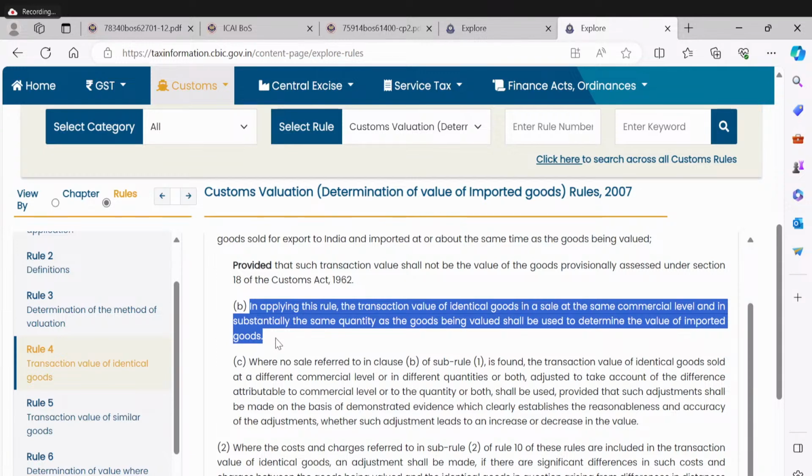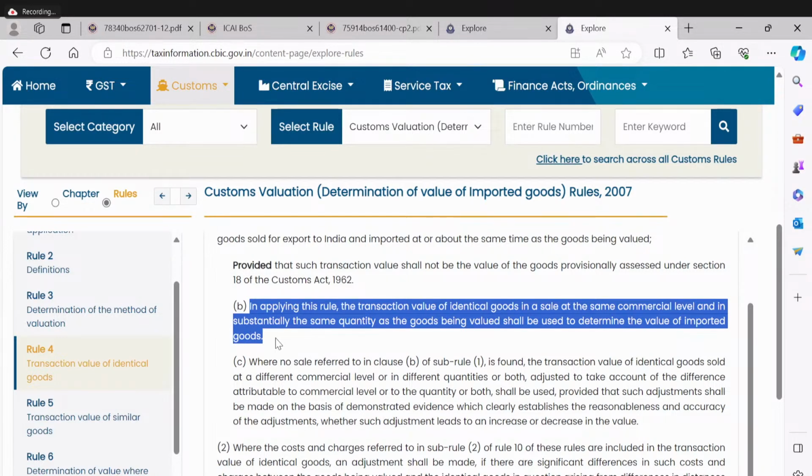Because we are saying that they should be from the same country. These goods should be imported from the same country. They should be produced in the same country. So their commercial level should be the same. The level at which the producer is operating, whatever benefits, whatever disadvantages, both should be the same.